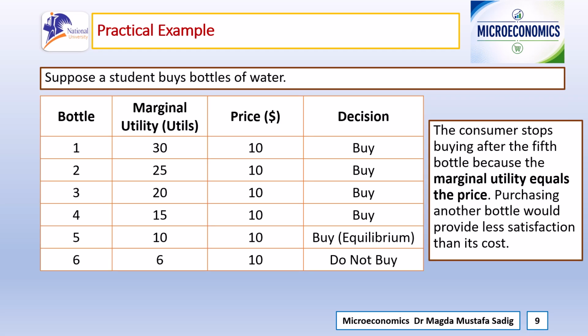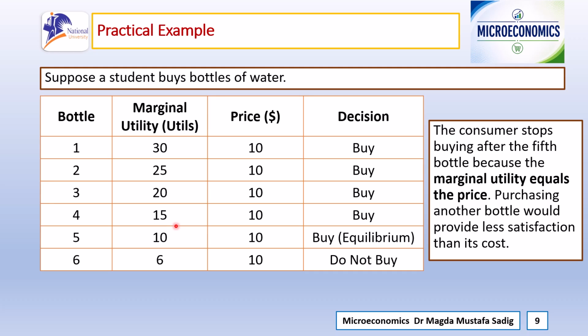Let us take a practical example. Let us apply this concept. Imagine a student purchasing bottles of water. The first bottle provides extremely high satisfaction, 30. The second also provides considerable satisfaction. The third and fourth bottles continue to provide positive benefits.